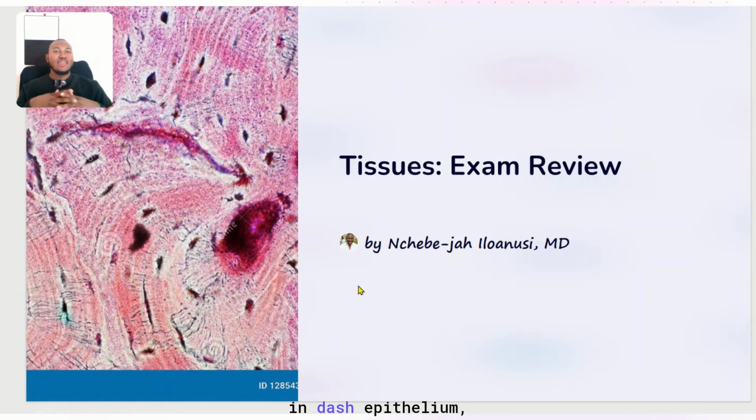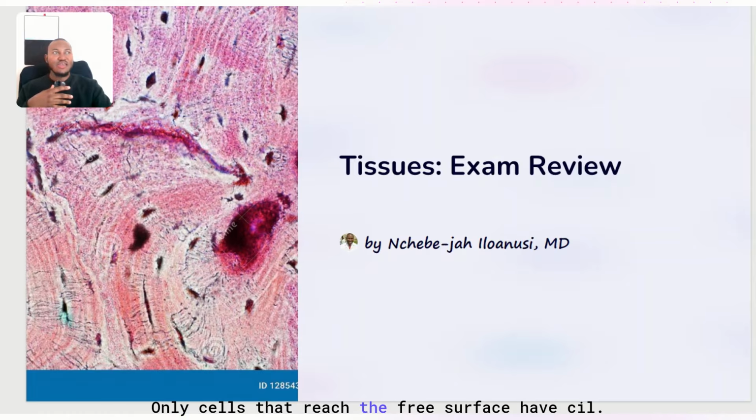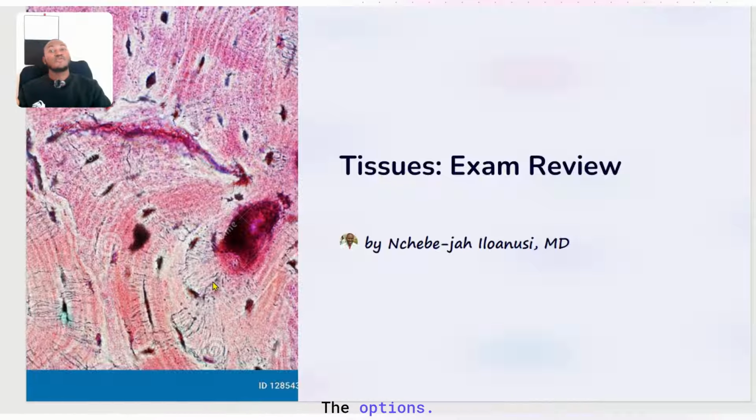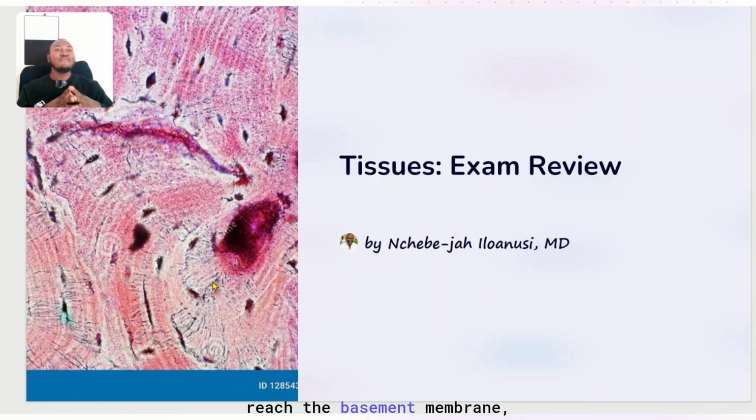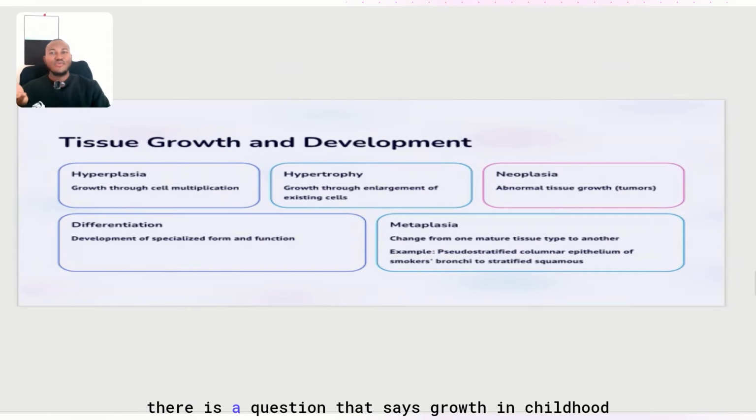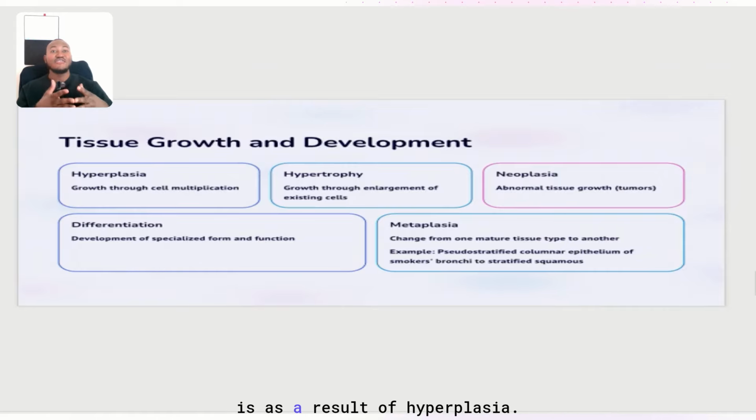All cells in the epithelium reach the basement membrane, but only cells that reach the free surface have cilia. The options: stratified squamous, stratified cuboidal, stratified columnar, simple columnar, pseudostratified columnar. The answer is pseudostratified columnar. What did I say? Look at the question properly. The question said, all cells in the epithelium reach the basement membrane, but only cells that reach the free surface have cilia. Pseudostratified epithelium.